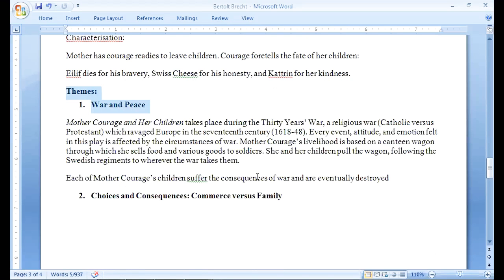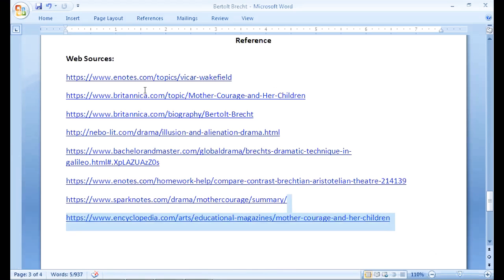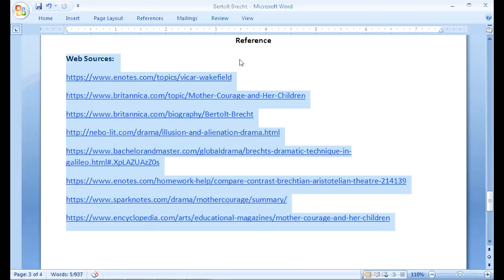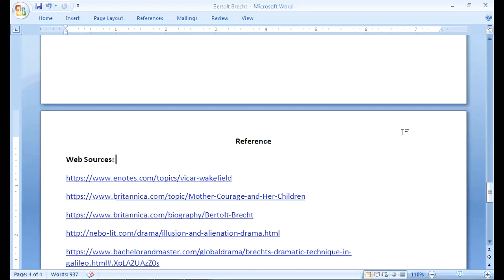One thing more, this play belongs to modernism, after the modern era, and you should concentrate on the symbols. Okay, for more study, once again I'm telling you, you should concentrate on these sources. After going through these, you should read the original text again.